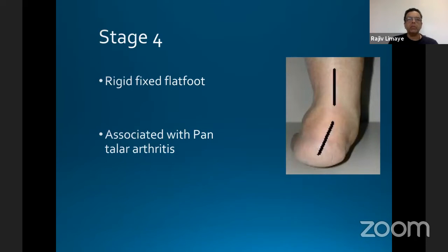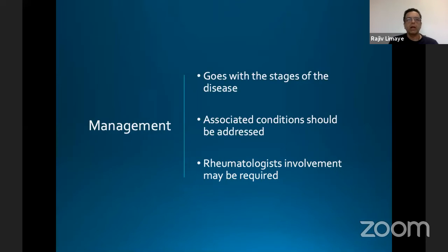Like I mentioned in my previous talk, in the exam scenario for the FRCS, you will get patients from stage 2, stage 3, and sometimes stage 4. So please prepare this topic very well. Now, the management goes with the stages of the disease. An associated condition needs to be addressed, and sometimes a multidisciplinary approach should be taken, such as rheumatologist, anesthetist, pain specialist, etc.